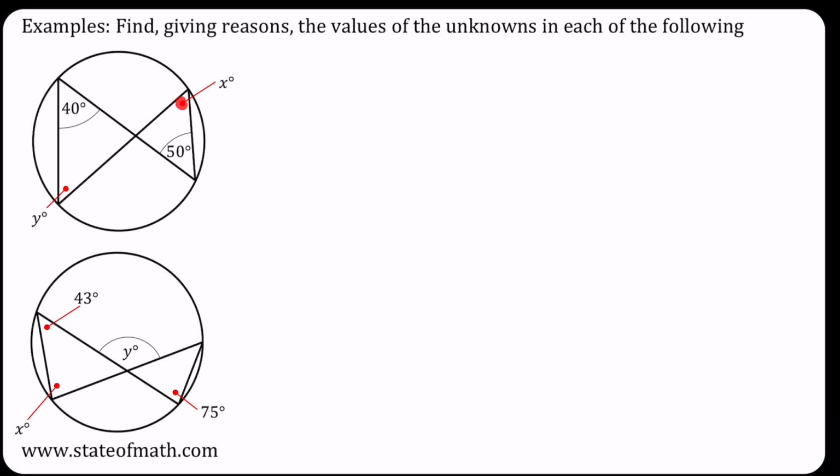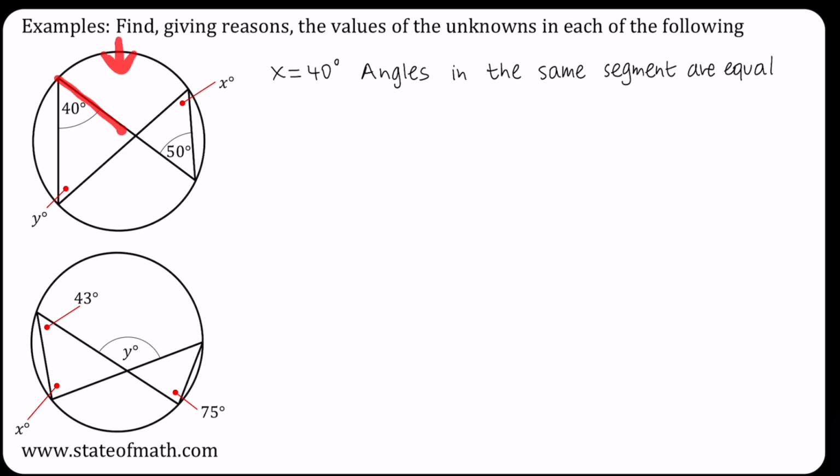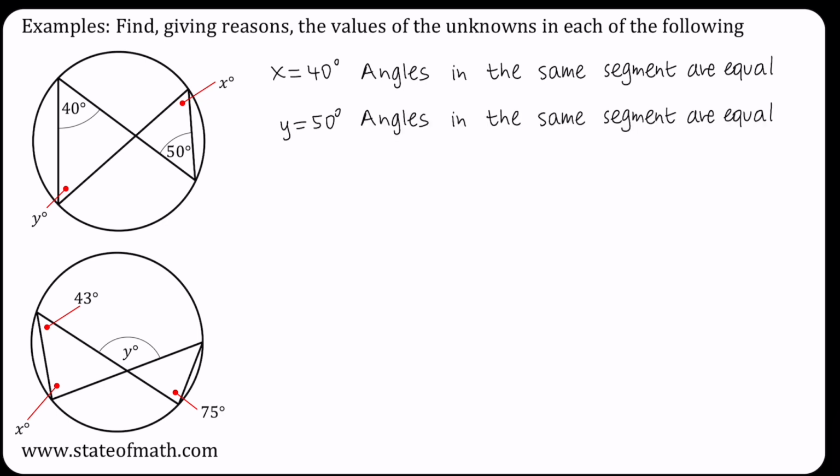In the first example here, we need to find x and y. We need to provide reasons. So starting with x, we notice that the x and the 40 are angles in the same segment, so I can easily conclude that x is equal to 40. The reason is that angles in the same segment are equal. And similarly, if I look at this situation from above, I see that the arc which is subtending the 50 is also the same arc which is subtending the y, and therefore we can also conclude that y is equal to 50 for exactly the same reason. Angles in the same segment are equal.